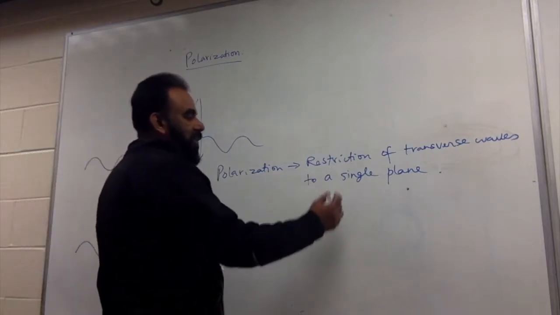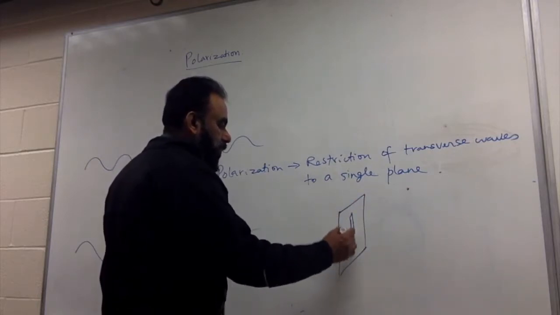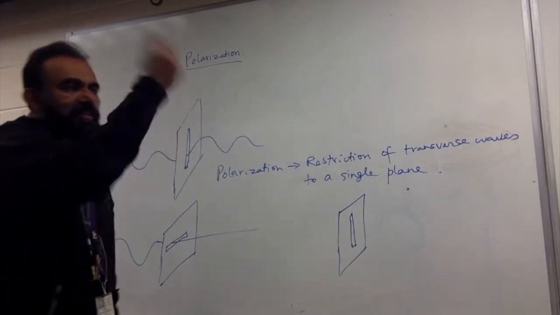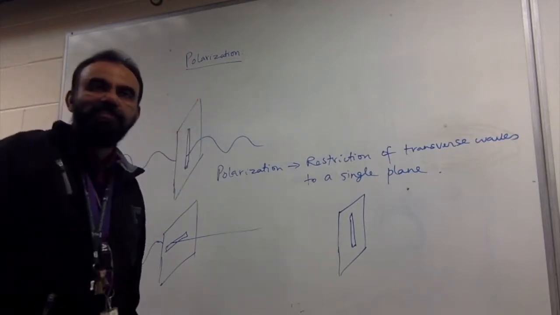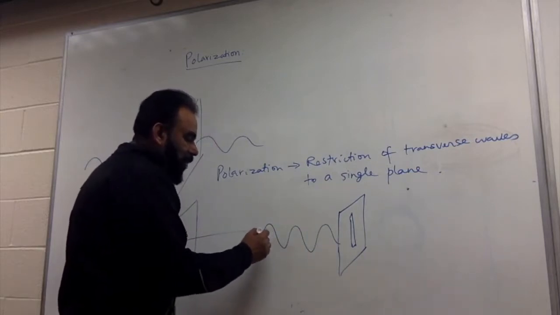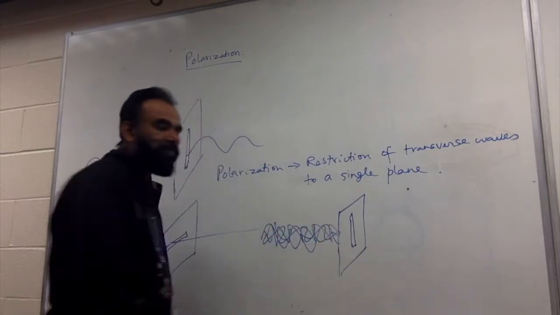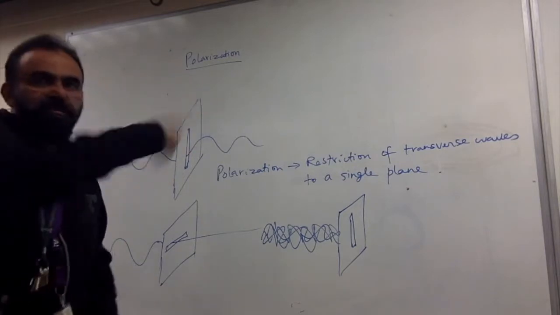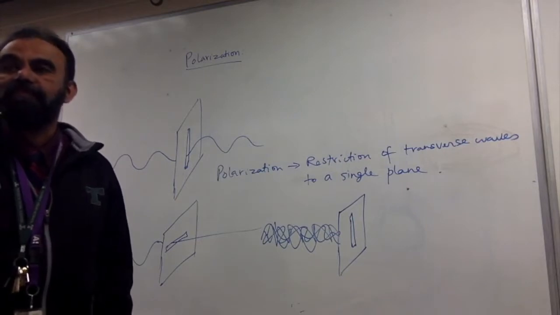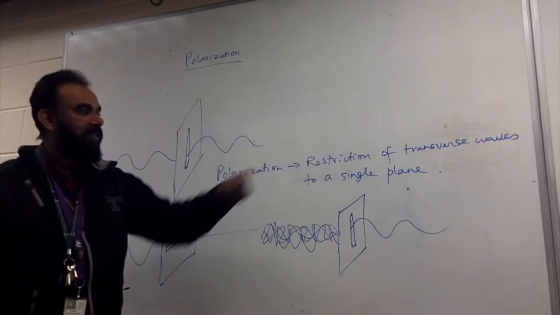So, for instance, suppose I have that slot, and if I take the rope and go crazy, I create waves in all directions. I make vertical waves, I make horizontal waves, I make all sorts of waves in all directions. If I send all the waves of all directions into it, what will happen? Only the vertical ones will pass through. That is polarization.